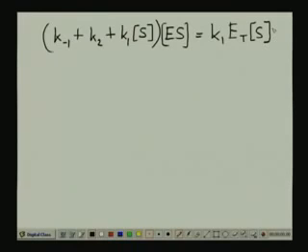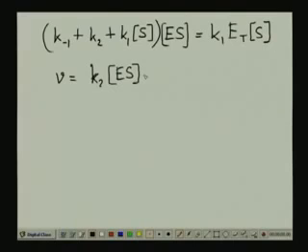Now we are going to use some more information here. The velocity of the reaction. What was the velocity of the reaction? It was K2 ES.